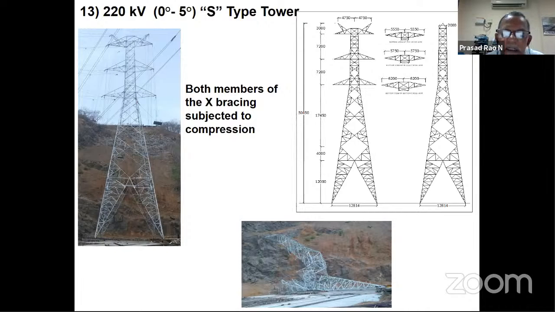Else it will buckle and come out of plane, as both members will come out of plane, since both members are subject to compression. And because of that, the tower will collapse like this. And this is again a secondary bracing member failure. Because of secondary bracing, it has failed.